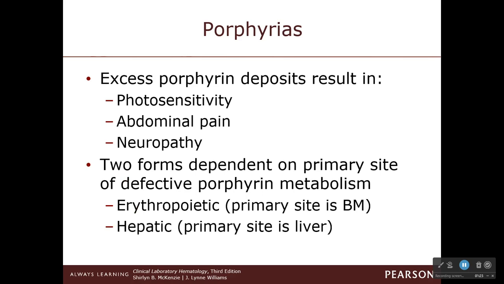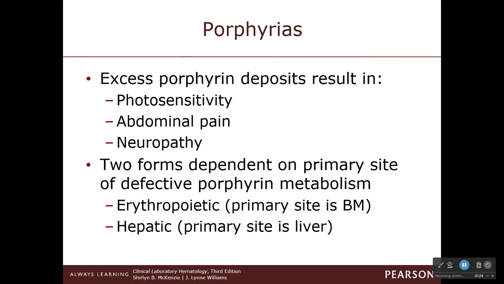They have some unique characteristics. Excess porphyrin deposits result in photosensitivity. What does that mean? Sensitive to light. What do vampires do in the light? They die, right? So people who have porphyrias tend to like the dark, which leads to vampires. Also abdominal pain and neuropathies, basically any kind of neurological abnormalities. There are two forms, depending on primary site: one that happens in the liver and one that happens in the bone marrow.